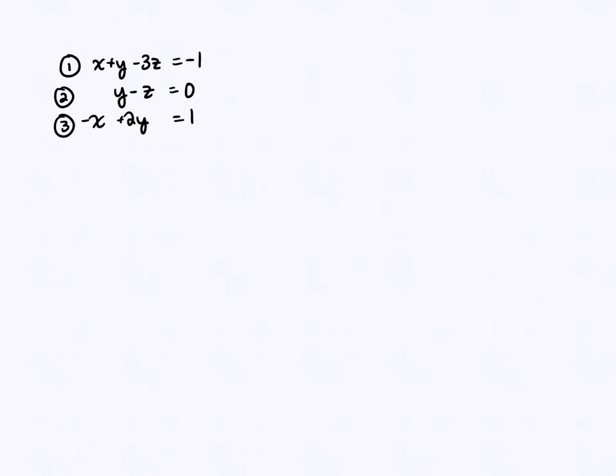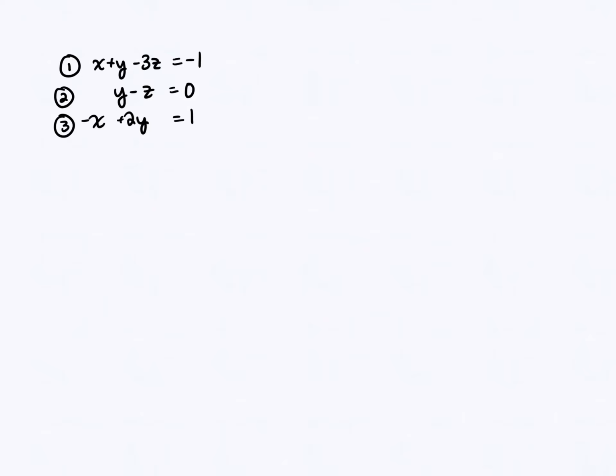All right, so for the last one for the week, we have three equations, and there are three different variables being used. Now, not all three variables are being used in all three equations, but we still have a system of three equations and three variables. Once again, I want to try to eliminate one variable out of two different equations.